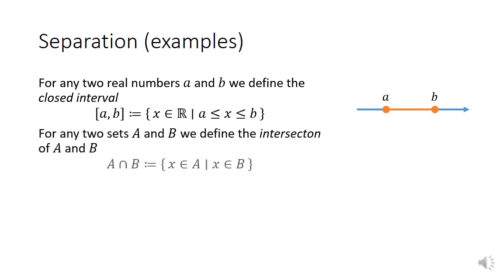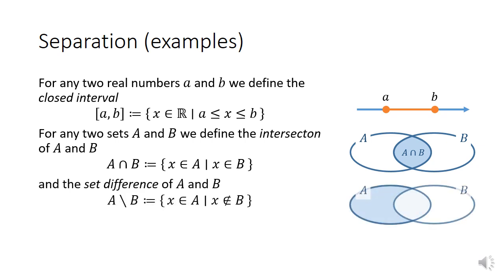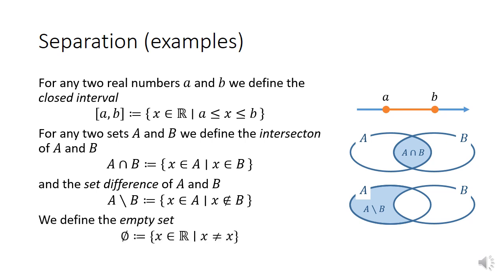For any two sets A and B, we can define the intersection of A and B as the set of all x in A for which x is in B, and the set difference of A and B as the set of all x in A for which x is not in B. We can also define the empty set as the set of all x in R for which x is not equal to x. Since this condition cannot be satisfied, this set has no members.